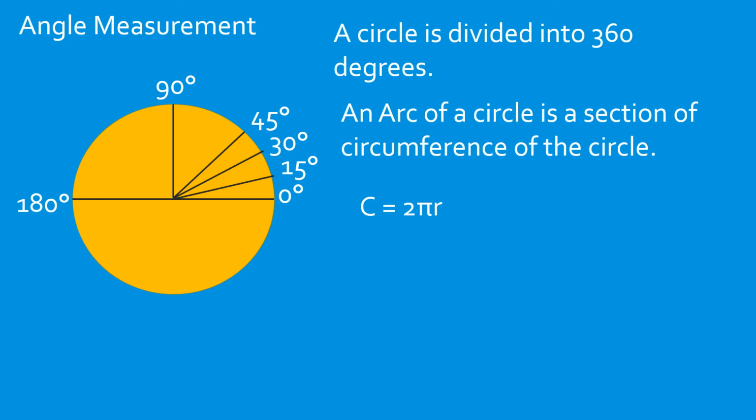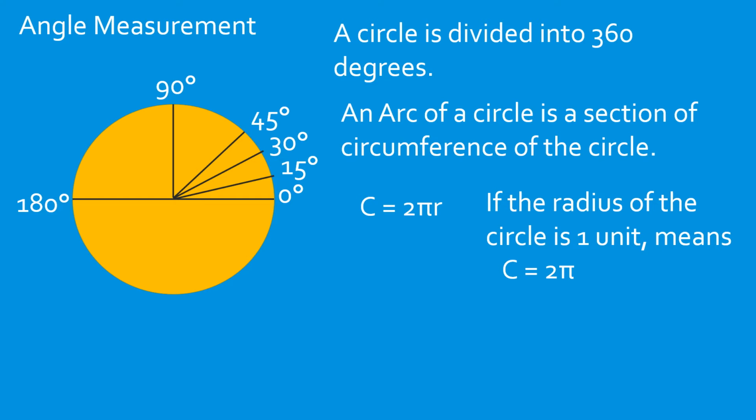Now, if the radius of the circle is 1 unit, it means that the circumference is equal to 2 pi. If r is 1, we substitute r as 1. So we have 2 pi times 1, which is simply C equal to 2 pi, the circumference. And 2 pi is equal to 360 degrees. That's the equivalent of 2 pi. It means 1 pi is 180 degrees. Now, this kind of measurement is known as radian.